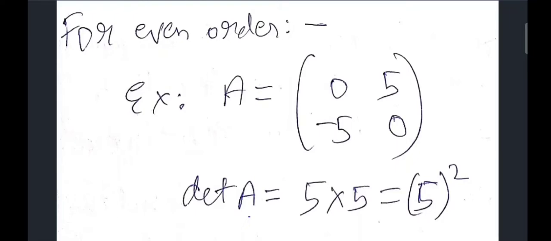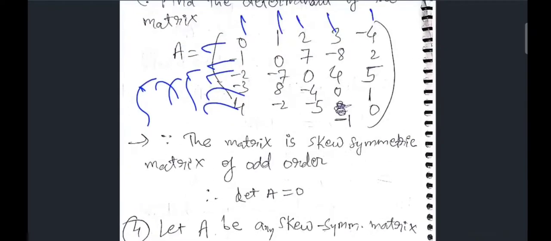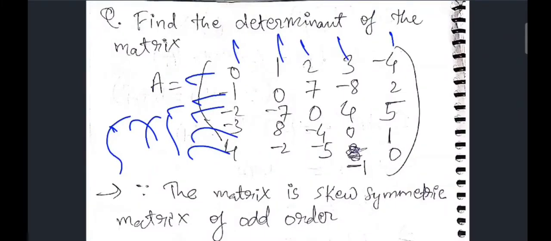So let's have a look over here. Find the determinant of this matrix. Now clearly this is a skew symmetric matrix, you can clearly see this, and 1 2 3 4 5, 1 2 3 4 5, it is a 5 cross 5 matrix. Along with being a 5 cross 5 matrix, it is also a skew symmetric matrix.